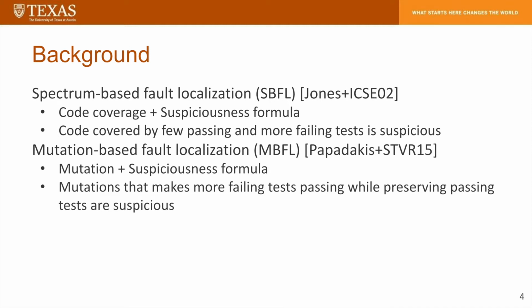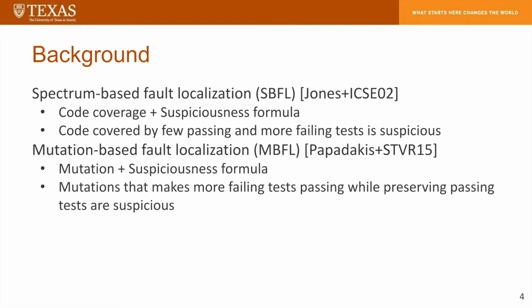Fault localization is a well-studied area in software engineering. Researchers have developed two major types of techniques: the spectrum-based fault localization technique and the mutation-based fault localization technique. The spectrum-based technique computes a suspiciousness score for each code element based on the code coverage and a suspiciousness formula. In general, code covered by fewer passing and more failing tests is more suspicious.